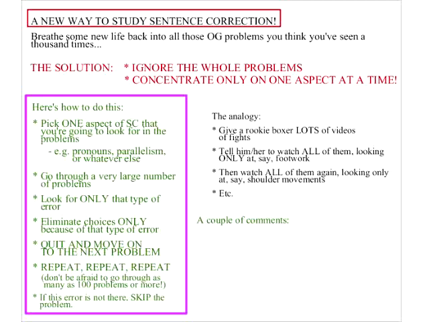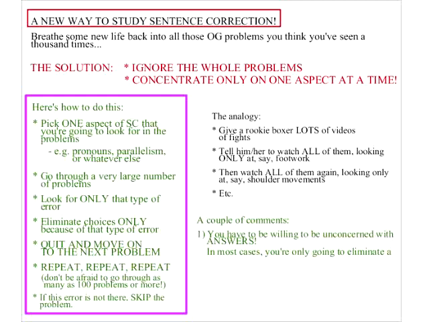A couple of comments. Number one, you have to be willing to be unconcerned with answers. In the same way that our hypothetical boxer can't be worried about winning fights when he's just stepping into the ring and punching a bag. It's the process that you're concerned with. Because in most cases, you're going to eliminate only a couple of choices. And then you're going to quit.